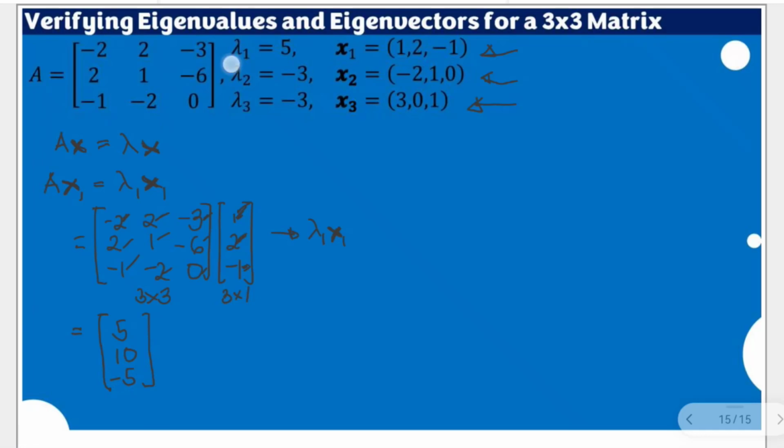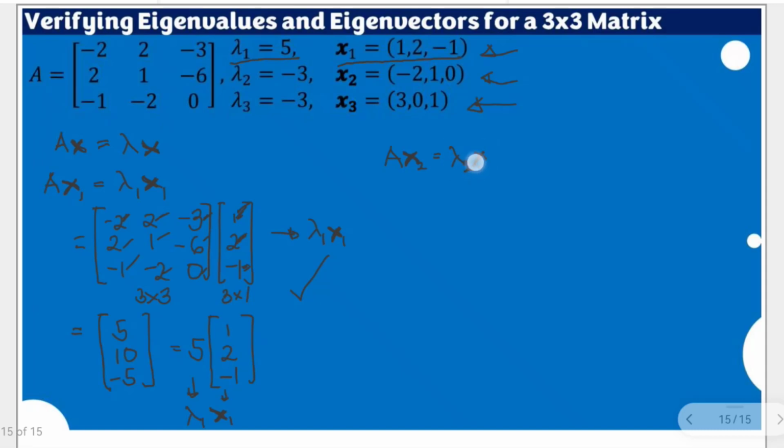Once we're done with that, let's focus on our lambda, which is 5. So let's take out that 5 and see if this is the same vector. When we take out 5, that's 1, 10 becomes 2, and negative 5 becomes negative 1. As you can see, this is our first lambda, and this corresponds to our first vector. This means that we have verified that the pair lambda 1, which is 5, and x sub 1, the vector 1, 2, and negative 1, are an eigenvalue and eigenvector, respectively, of the 3 by 3 matrix.